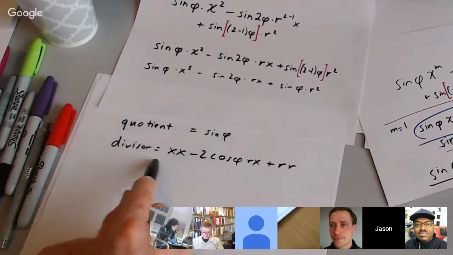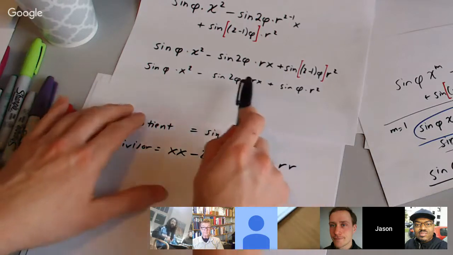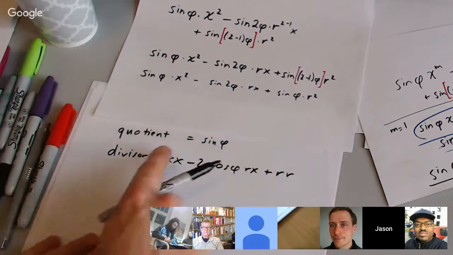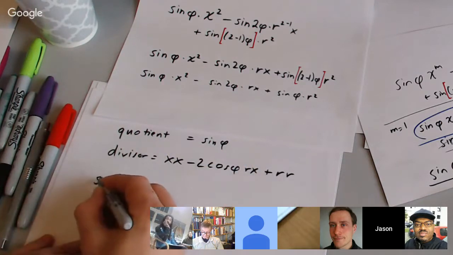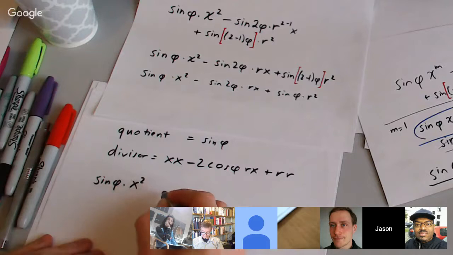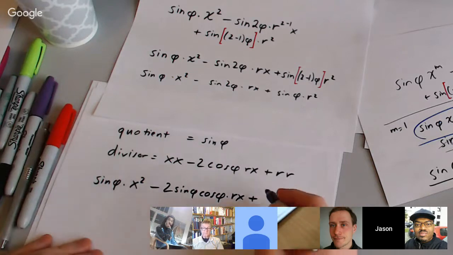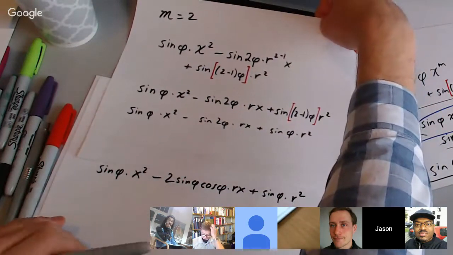So the quotient times the divisor could be the same as what Gauss wrote if the sine of 2 phi, this might be a little bit repetitive, but I'm just going to write it one more time. I'm going to write the quotient times the divisor. So sine phi times this whole thing: sine phi x squared minus 2 sine phi cosine phi rx plus sine phi r squared. And then comparing that to what Gauss gave us when m equals 2.